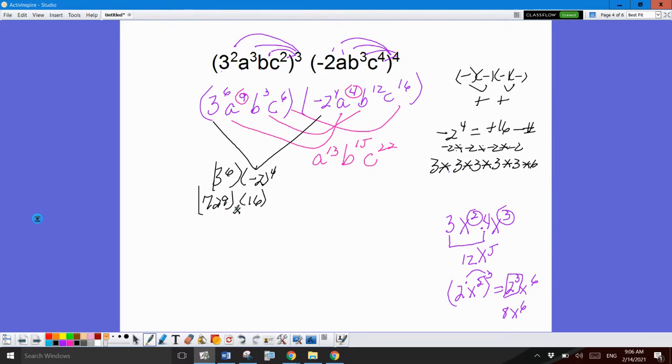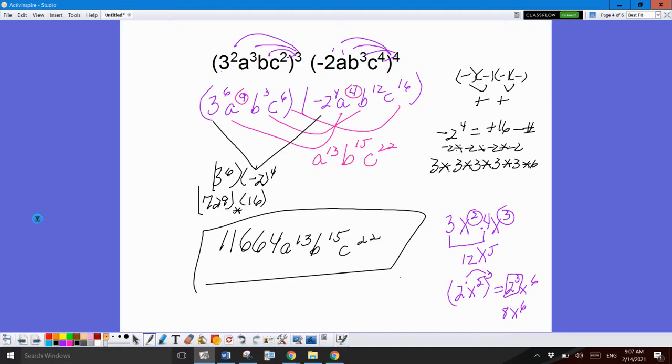Okay, so I'm still multiplying. I am still multiplying these numbers. So 729 times 16 brings me to 11,664. So this answer is 11,664, A13, B15, C22. Okay, so you have to deal with those numbers separately than everything else.